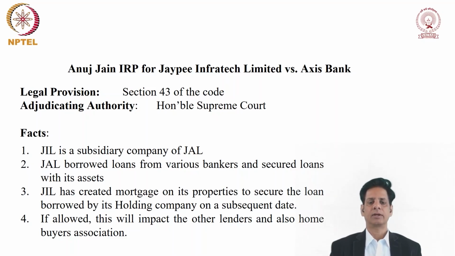This will impact the other lenders and also the Home Buyers Association, because JP Infratech Limited was building houses and there were several projects under development. Because this company is now under the resolution process, several projects of residential houses which had welfare societies were really affected by CIRP. Now they will come and say that they would want these assets to be with them so that they can actually do housing building activity.